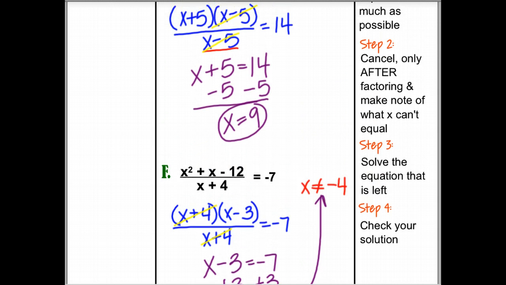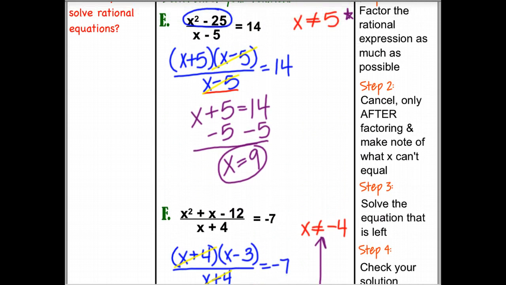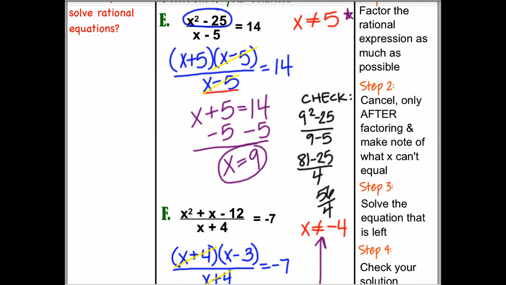If we go back up to this one and I put in 9 for x, I'm going to write my check over here. If we take 9 squared minus 25 over 9 minus 5, 9 squared is 81. 81 minus 25 is 56, and 9 minus 5 is 4. 56 divided by 4 does in fact equal 14. And so we know that one works out.